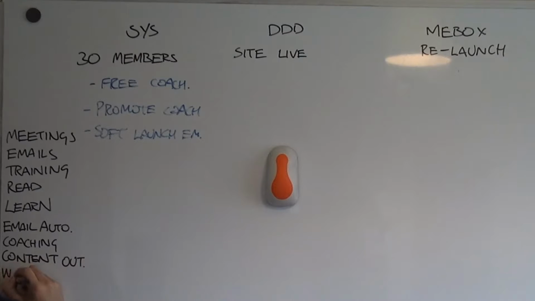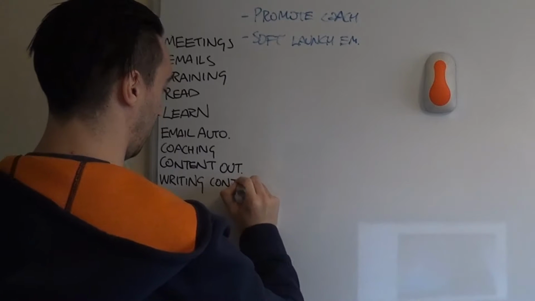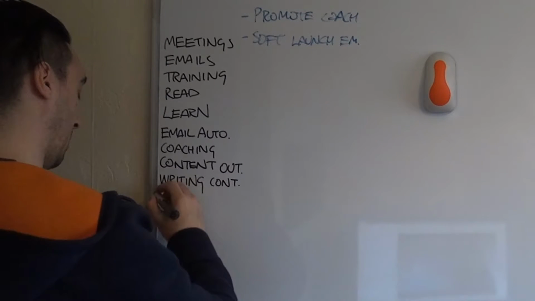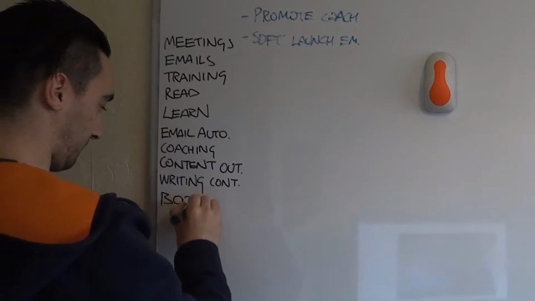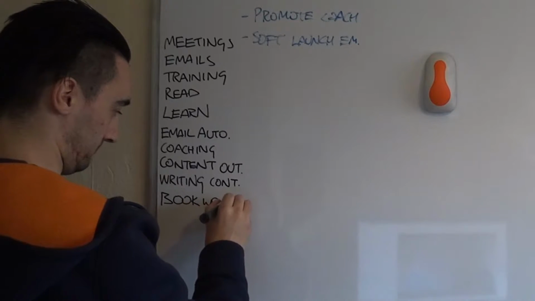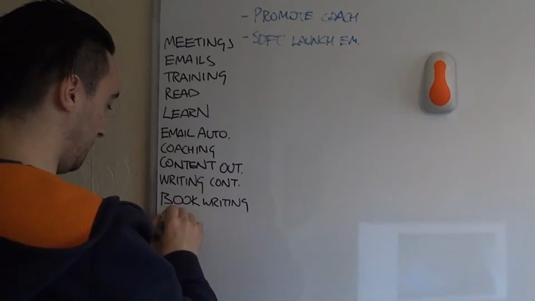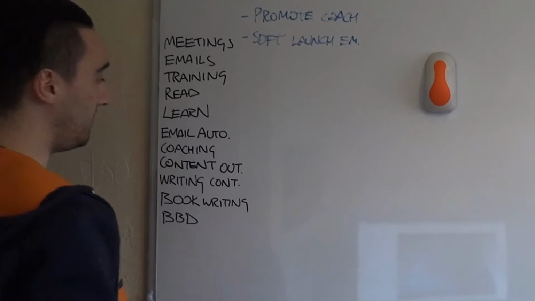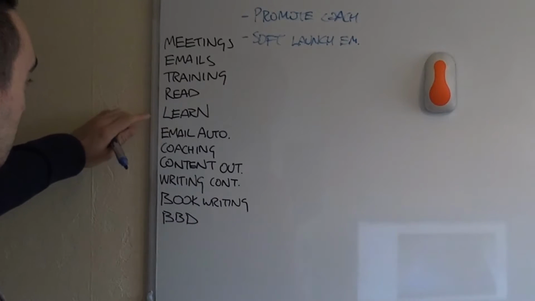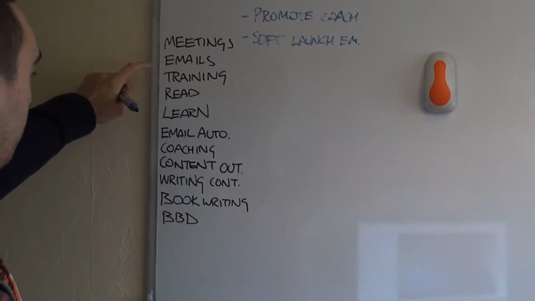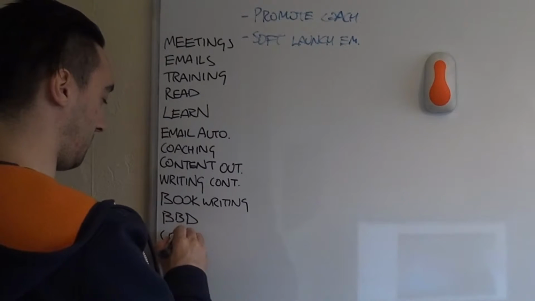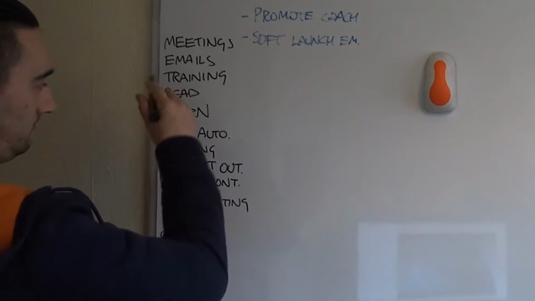Writing content. You see the list of stuff just grow. I haven't even planned the week yet. This is just a month. Writing. So writing content. We've got a book that's being written. There's the building, the business diary. Now, a lot of these are long-term tactics. For example, emails and communications, I guess, so comms. So those all lumped together.